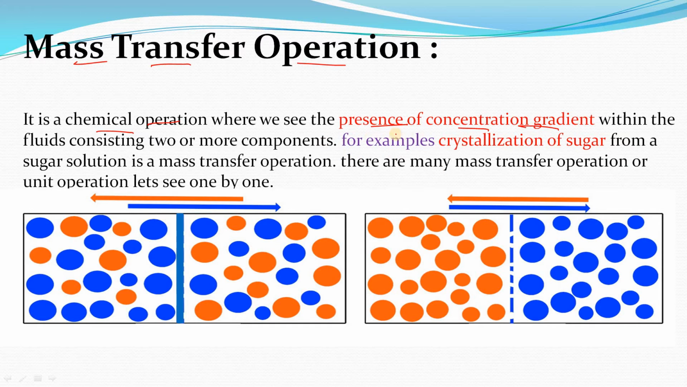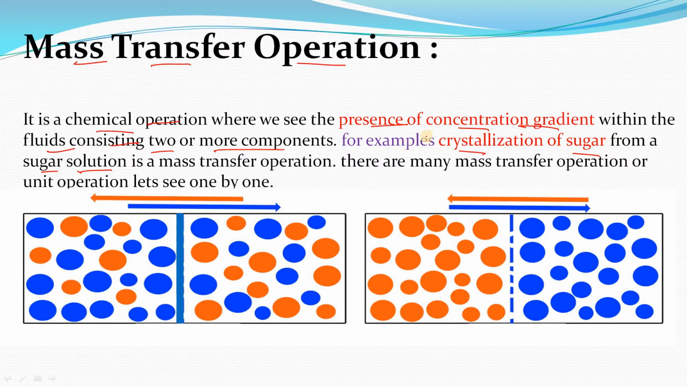Here we see the presence of a concentration gradient within the fluid consisting of two or more components. For example, crystallization of sugar from a sugar solution. From a sugar solution, we get crystals of sugar with the help of crystallization. We heat the sugar solution and we get the crystals of sugar, which is an example of mass transfer operation. We will also discuss crystallization later, but this is an example of mass transfer operation. Distillation and liquid extraction are examples of mass transfer operation. Why? Because of the difference of concentration gradient.